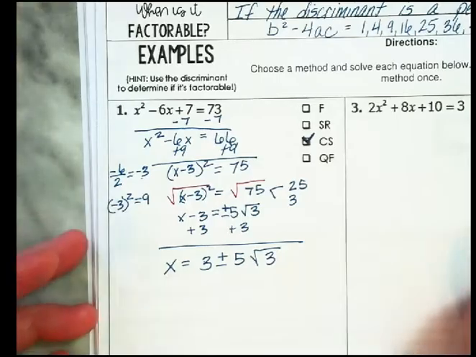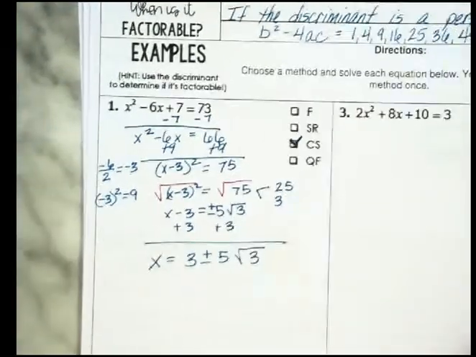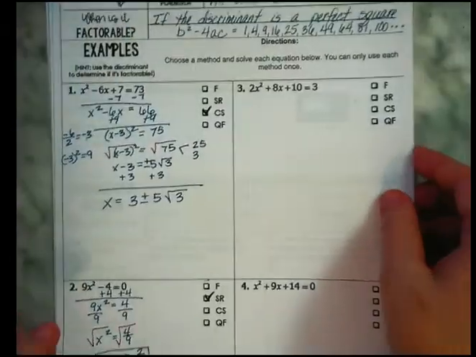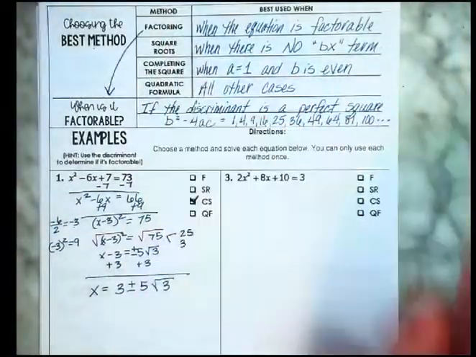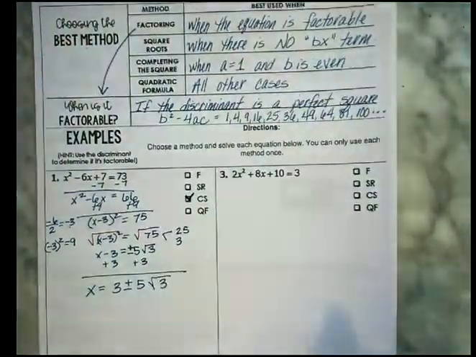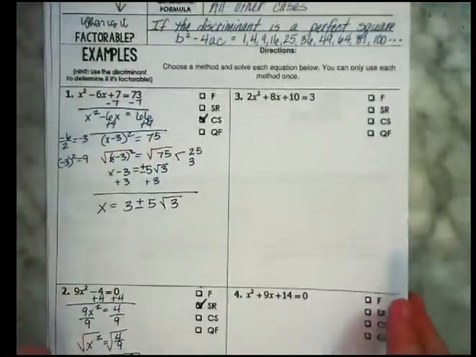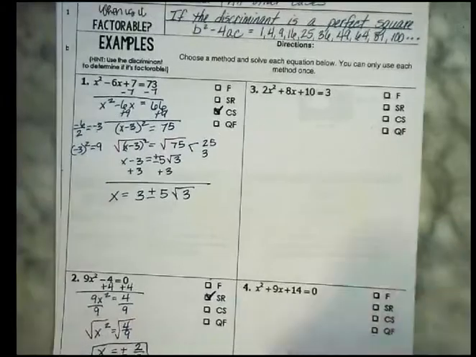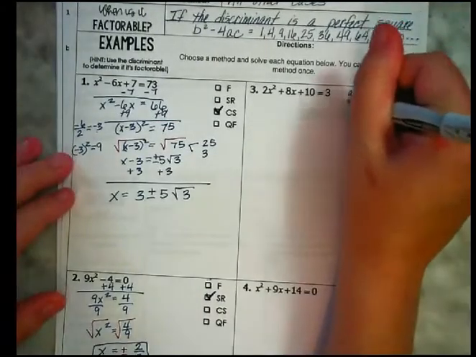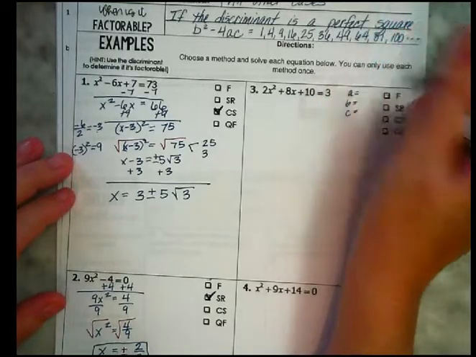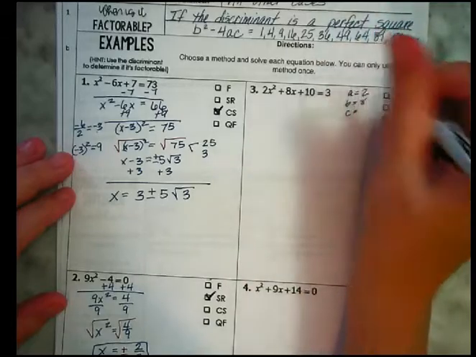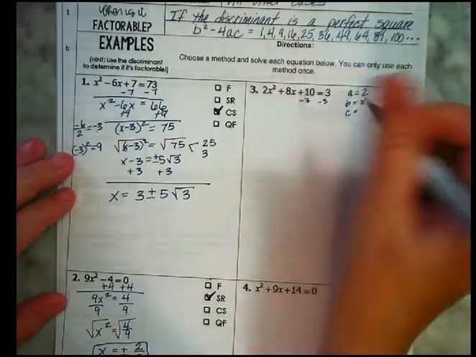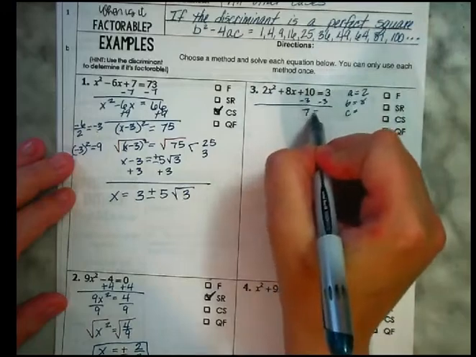Alrighty. Now let's look at examples 3 and 4. And we have 2 methods that we haven't used yet. We haven't used factoring and we haven't used the quadratic formula. So let's look at both 3 and 4 and see what their discriminants are equal to. Okay? So for both of them, A, B, and C: 2, 8, and then I need to subtract the 3 here. So this C value will be 7.